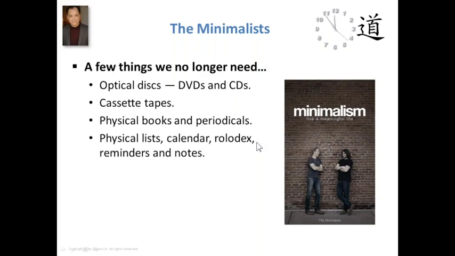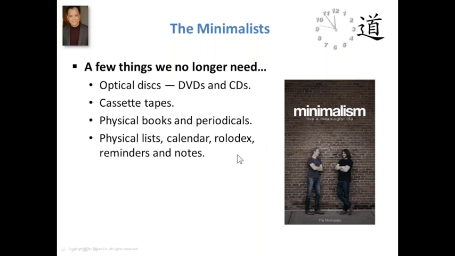So the next item: list, calendar, Rolodex, reminders, and notes. This one gets a lot of pushback because, for instance, people need to have the notes that they put up on the refrigerator with a magnet. Notes for the family, grocery shopping lists, different reminders.